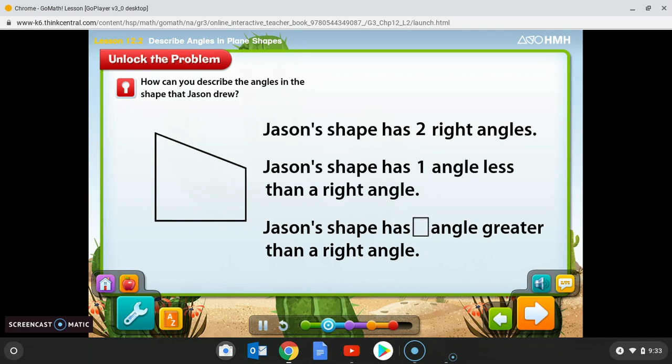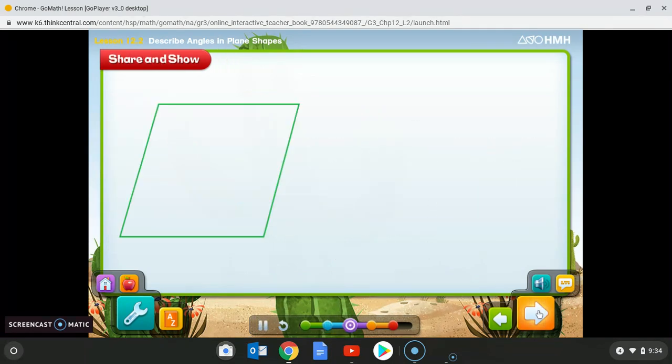How many angles are greater than a right angle? We already used this one, and this one. So how many vertex or vertices, corners do we have left? Just this one. So your angles should all equal how many corners, endpoints, whatever you want to call them. We should equal them all together. So because there's 1, 2, 3, 4 corners, that means that there are 4 angles that we need to talk about. Okay, so remember that.